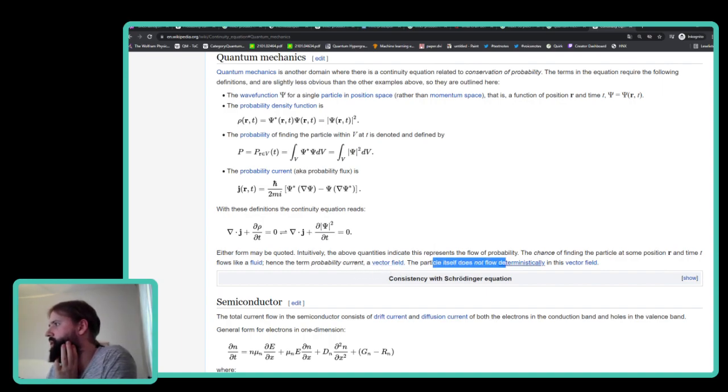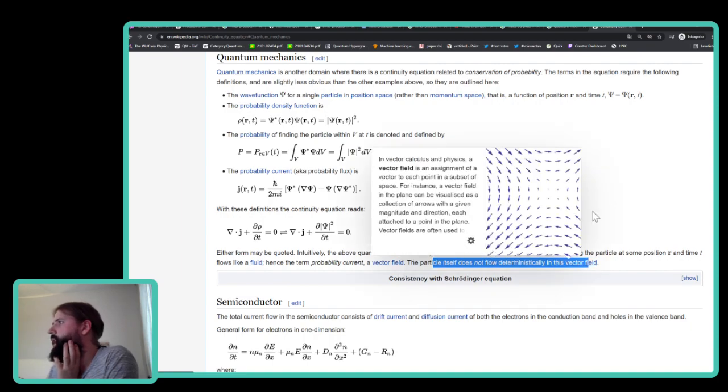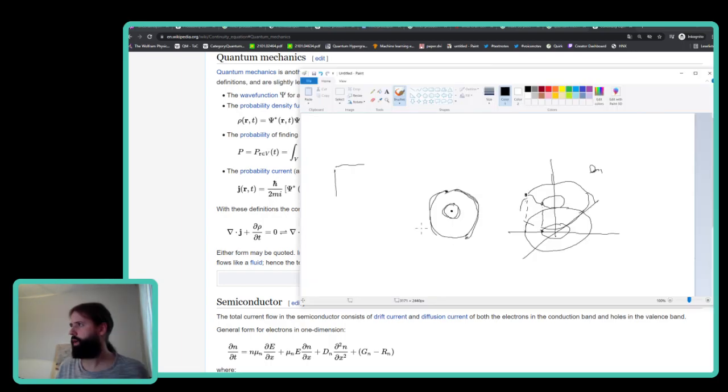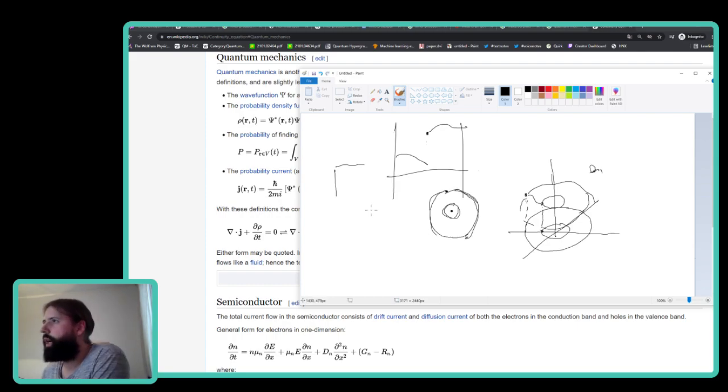The particle does not flow deterministically in this vector field. Okay, so I think what this is saying is that it's just a way to show that the probability density function is smooth, right? So that it's integrable. You don't have something like it goes like this and then suddenly there's a break and then it's like that, right? Because you must be able to integrate that probability density function for this to be 1, right?